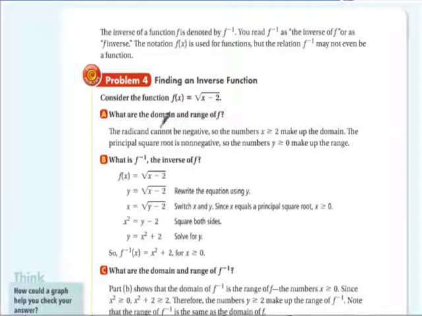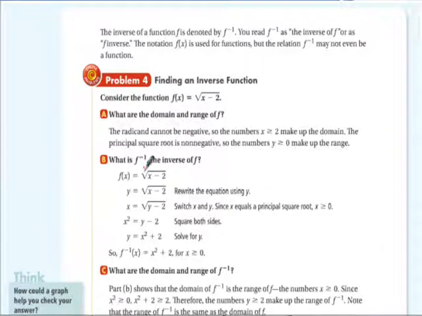Again, what are the domain and range? We're going to take a look at this. The radicand cannot be negative, so the numbers x is greater than 2 make up the domain. The principal square root is non-negative, so the numbers y is greater than or equal to 0 make up the range. So that's the domain and range of the function.